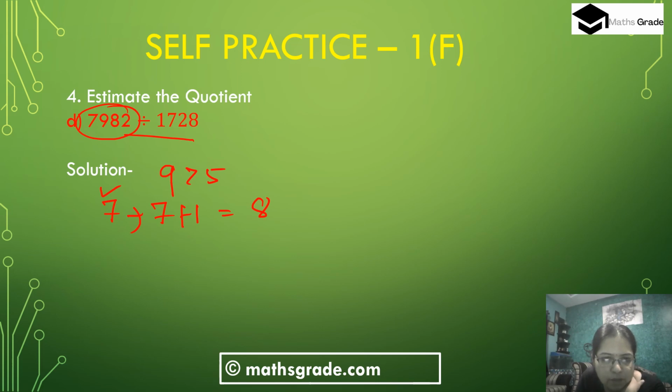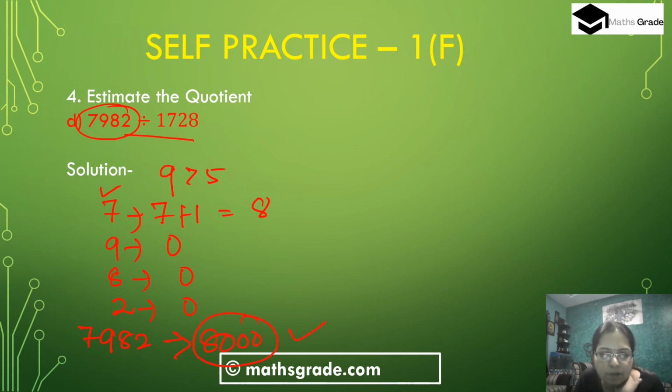Now the hundreds place digit 9 changes to 0. The tens place digit 8 changes to 0. And the unit place digit 2 changes to 0. Now 7982 rounded to the nearest 1000 will be 8000.